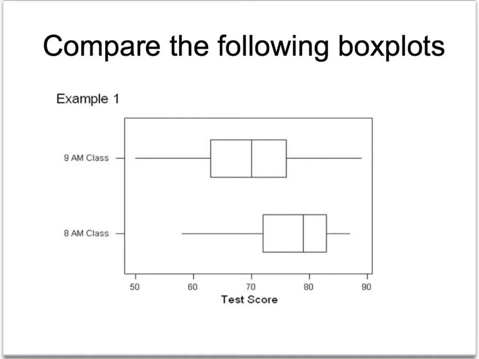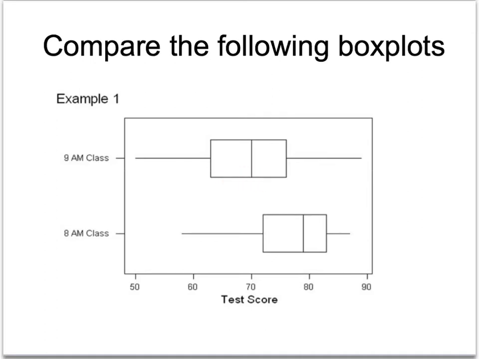The 8 a.m. class has the largest median, and the 9 a.m. class has the largest range because it went from 50 to 90. The 9 a.m. class also has the largest IQR.